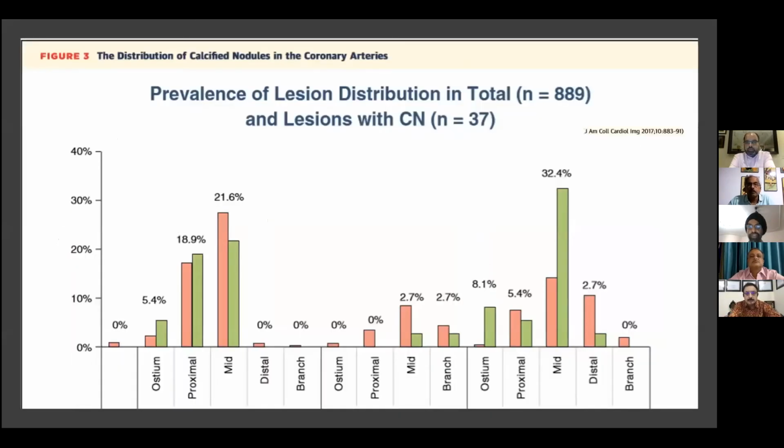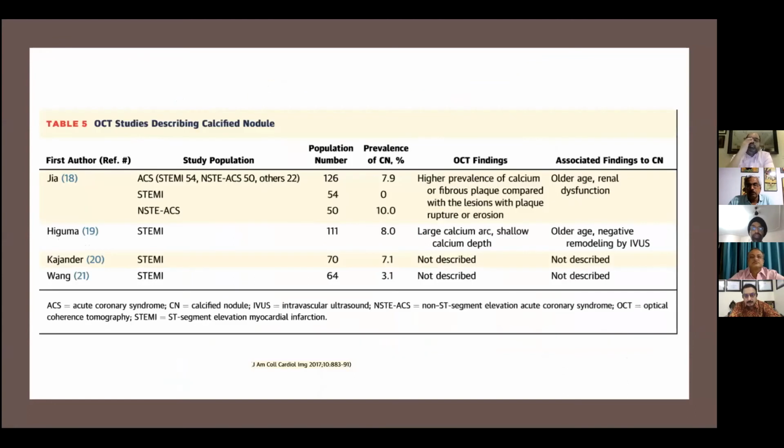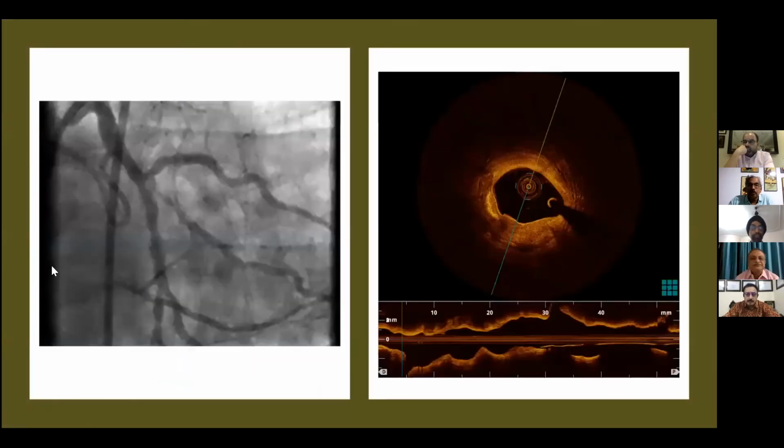If we look at patients, we could have distribution more commonly on the RCA, but calcified nodules could be associated with acute coronary syndrome. As you can see, studies of STEMI and ACS also show similar things, that calcified nodules could be present with these kinds of patients. Let's look at another patient.